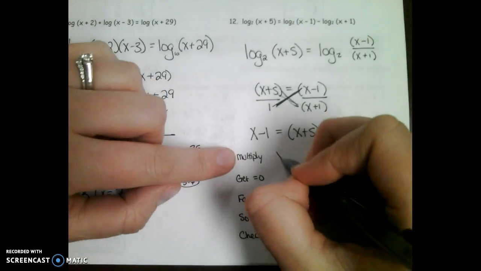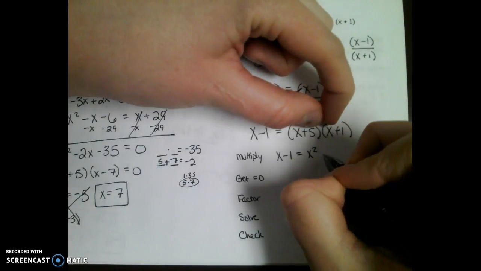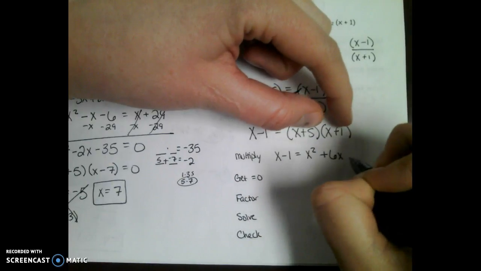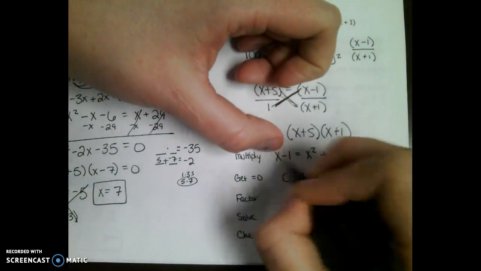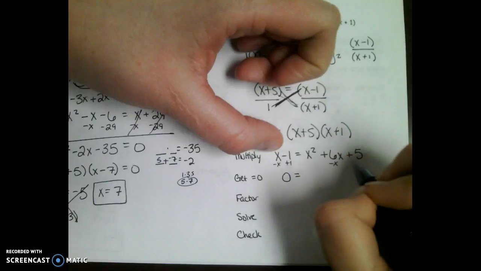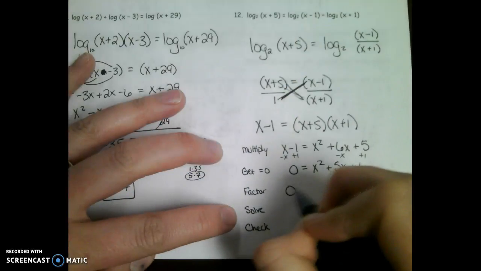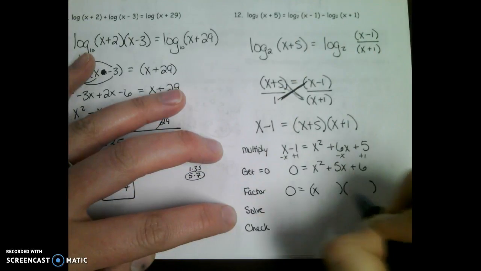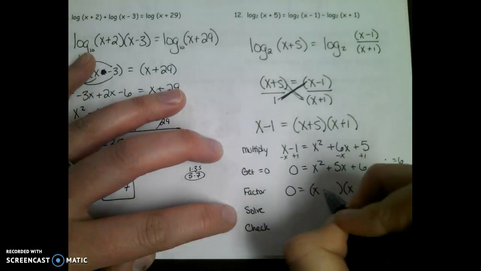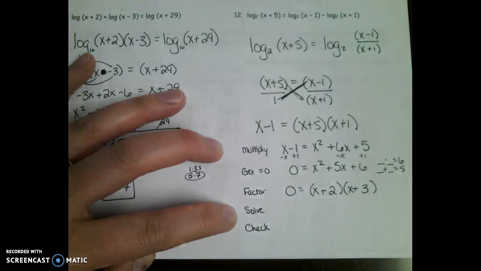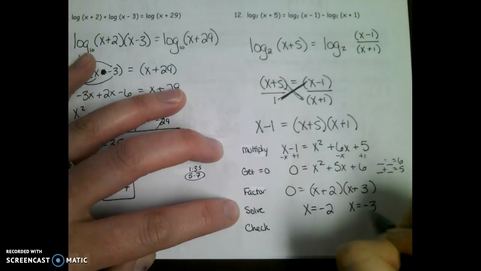Okay, multiply it out. We've got x minus 1 equals x squared. 1x and 5x would add together to give us 6x plus 5. Get 0 on one side, so we're subtracting an x on both sides and we're adding a 1 on both sides. Then we're factoring. We're looking for two numbers that multiply to give us 6 and add up to 5. That would be positive 2 and positive 3. From there we solve. Our x values are -2 and -3.